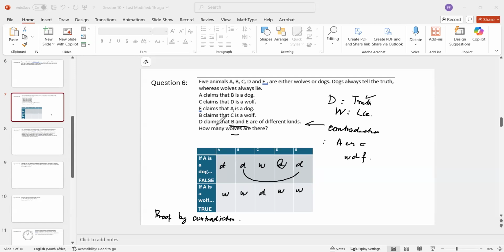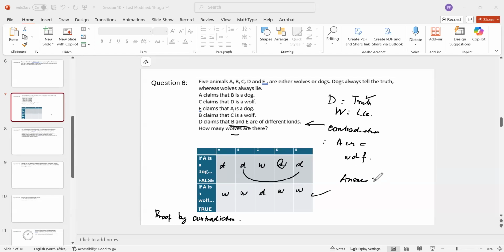All right. And now let's go to what D says. D says that B and E are of different kinds. And if you look at B and E, they are both wolves. So D is lying, and we did conclude that D is a wolf. So this is fine. So this is where we are. And how many wolves are there? The answer is 4.